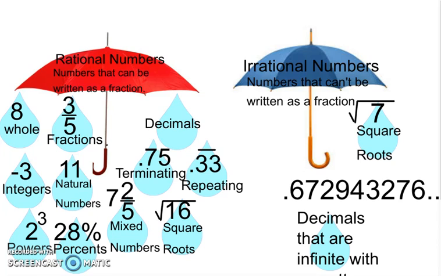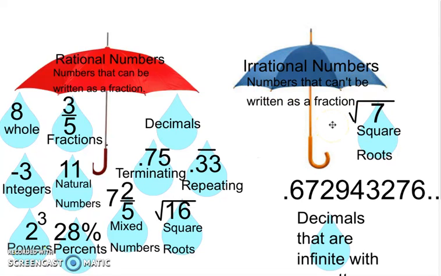So let's kind of review what a rational number is and an irrational number. A rational number, remember, is a number that can be written as a fraction. And so here are all the examples of the different types of rational numbers: whole numbers, fractions, decimals, integers, natural numbers, mixed numbers, square roots, percents, and powers.